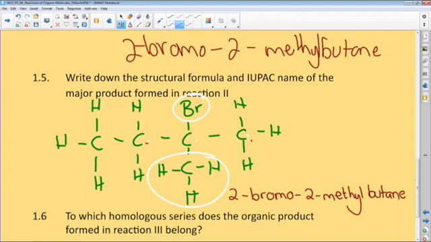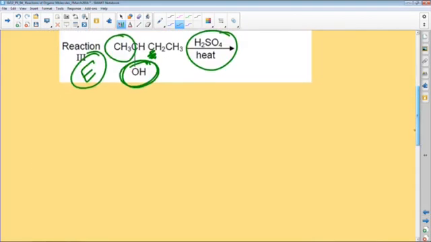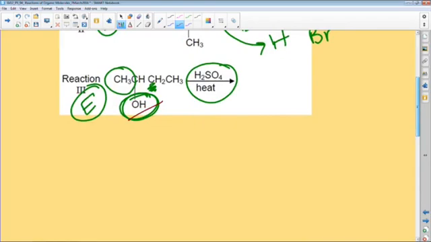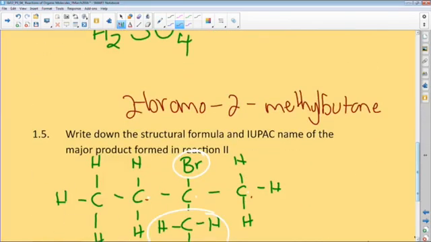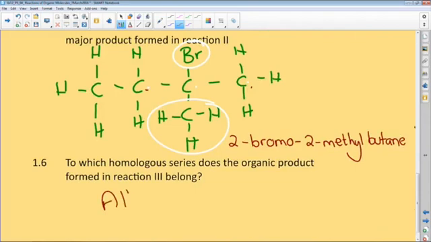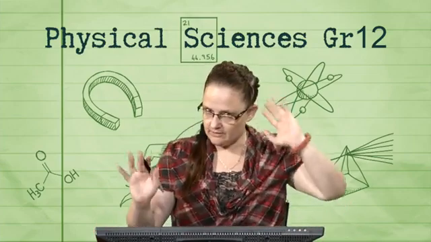Anyway, then it says, to which homologous series, hate that word, series, does the organic product formed in reaction 3 belong? Now, reaction 3 was the elimination reaction. We're taking the OH off. Elimination means I'm going to go from single to double bonds, which means if I'm creating a double bond, it's going to belong to the alkenes. Now, from here, there's all sorts of things they could have asked you for the product, all sorts of things they could have asked you for this one. All right, so don't get too stressed about that, because this was just one question. It's all right, we've got there, okay?